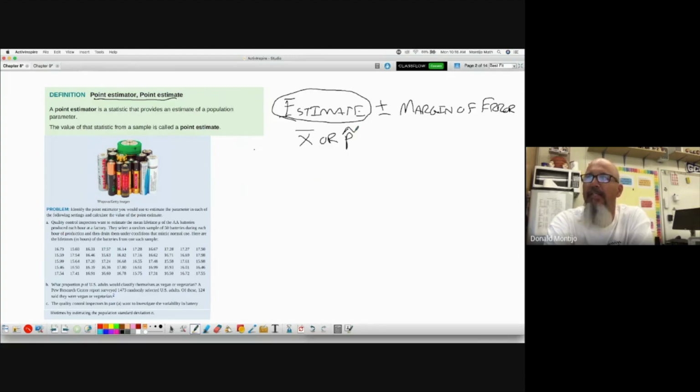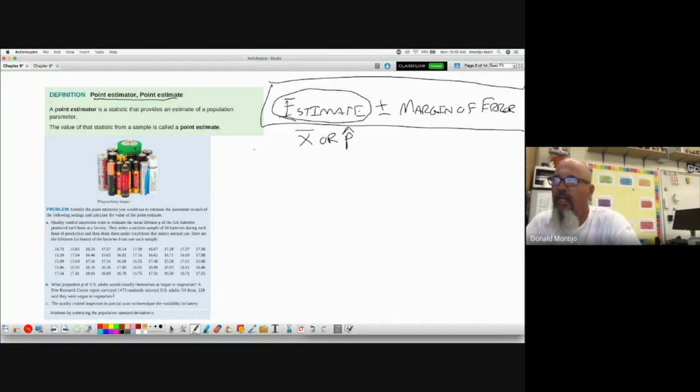So a point estimator is a statistic that provides an estimate for the entire population. So point estimators, X bar, P hat. What do they estimate? Mu, P. Okay. Every single confidence interval in the world is going to have this exact same form, estimate plus or minus margin of error. We'll get into the nuts and bolts of how to calculate these as we move through this unit.